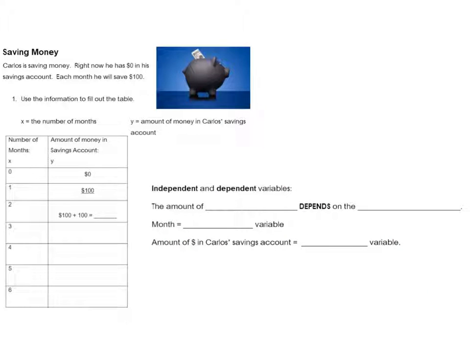All right, in this problem, I would like you to fill out this table based on the problem situation where he is saving $100 every month, and then I want you to identify the independent and dependent variables. So go ahead and pause the video, finish this problem, then come back and check your answers.